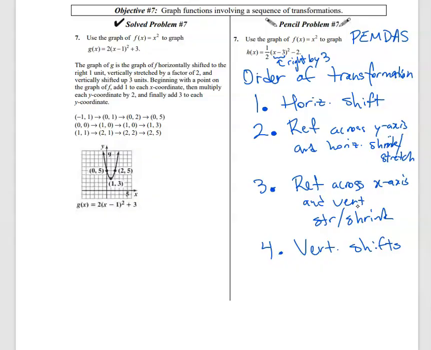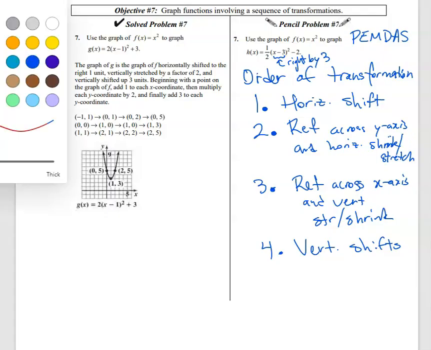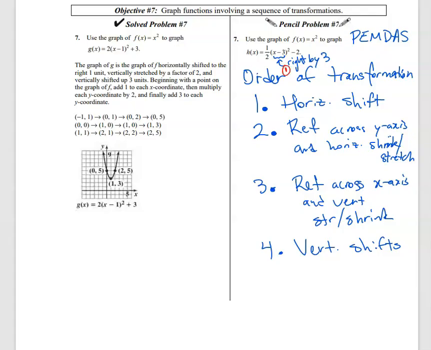Now let's see for this one specifically. We do only have 3 types of transformations. We've got shifting to the right by 3. We should do that one first because that's a horizontal shift. So this one, I will come over here now. Say this is the first thing to do.